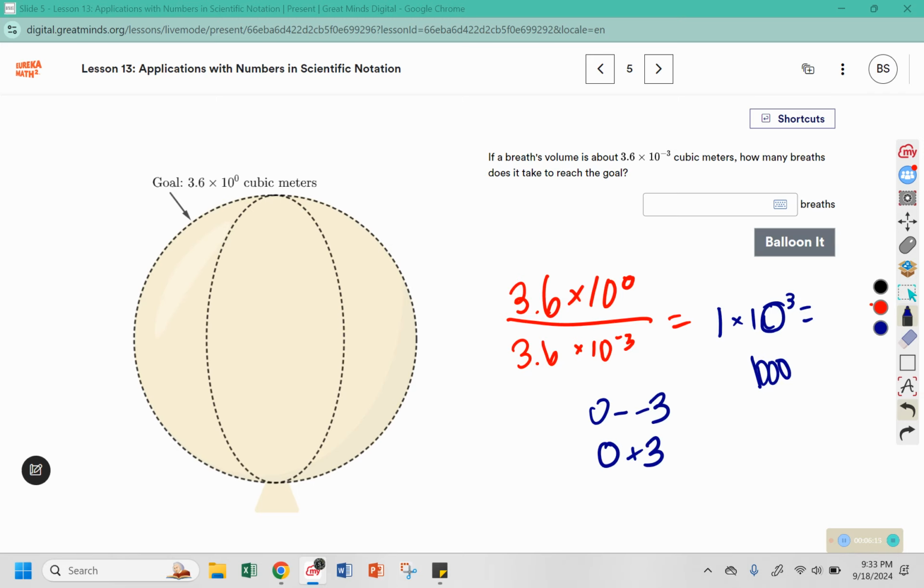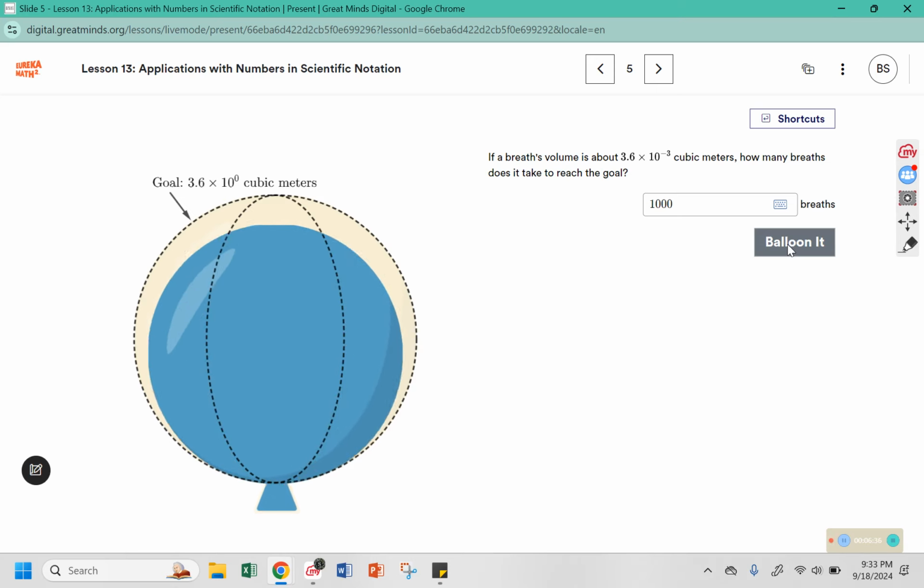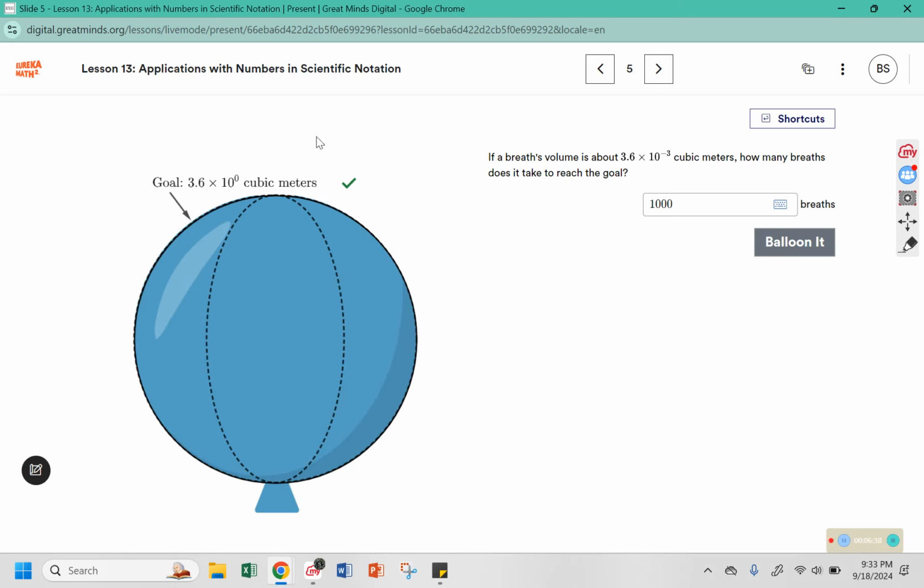We probably wouldn't reach that in class time. So sitting here trying to click on breath and breathe over and over again, we probably wouldn't reach 1,000 breaths. And, yep, 1,000 would do it.